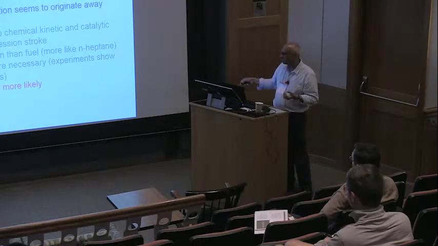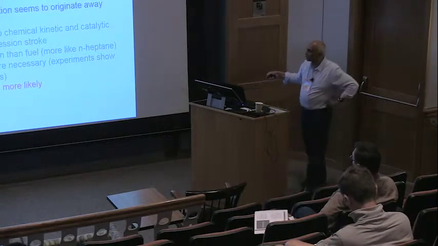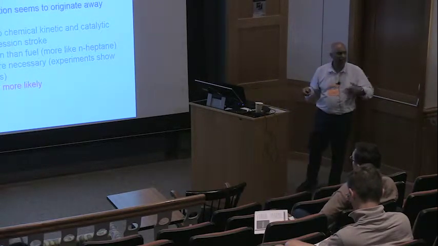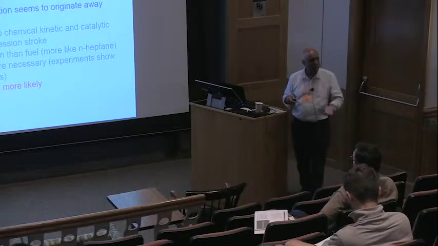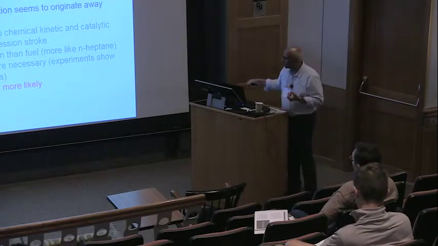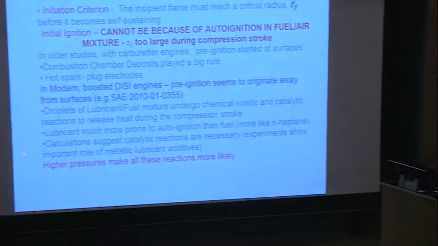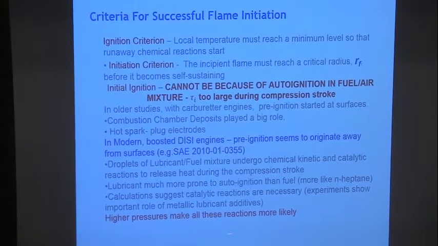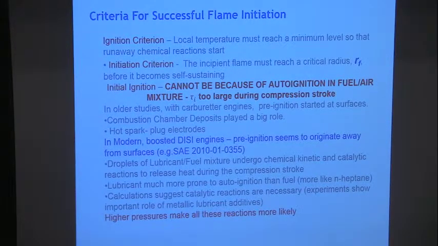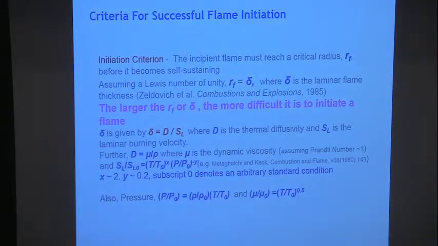And this is not too fanciful, because lubricant is much more prone to autoignition than fuel. I mean, it is much worse than n-heptane. So it is possible that it will autoignite like that. Basically, all these things become much more possible if the pressures are high. And this is exactly what you find in reality. This pre-ignition and superknock only occur in boosted engines. If you reduce the pressure, this just goes away, basically. So it is all consistent with the theory.